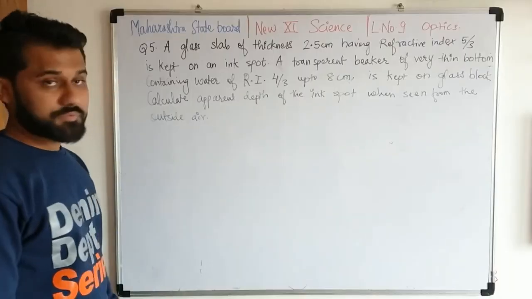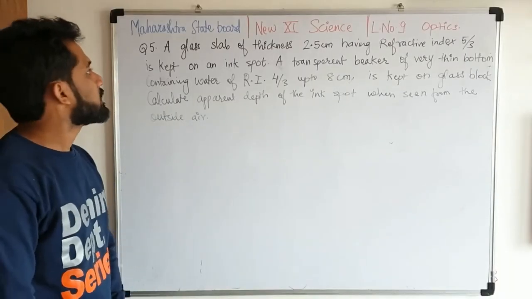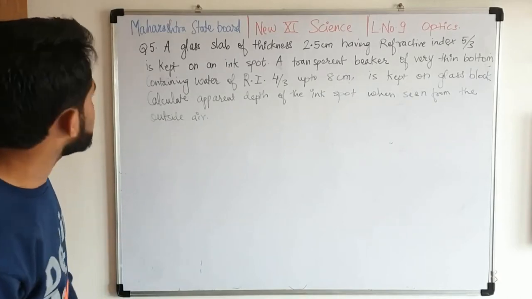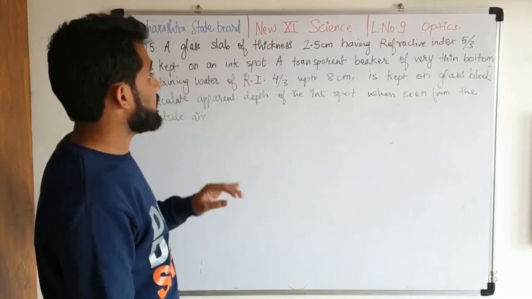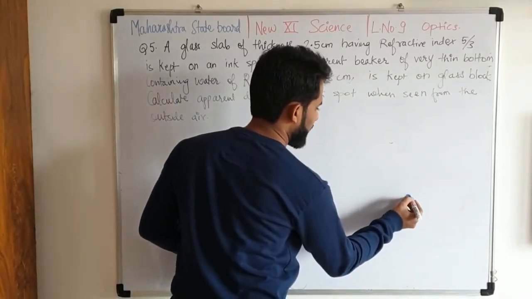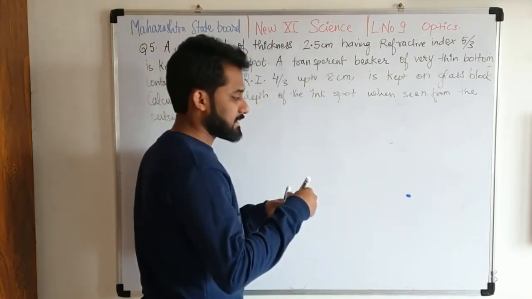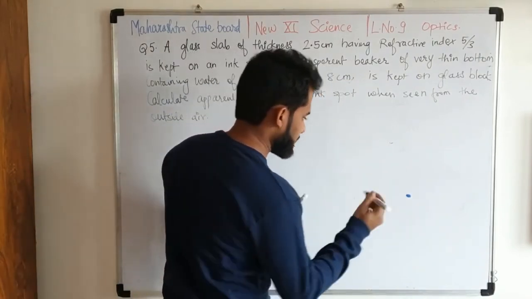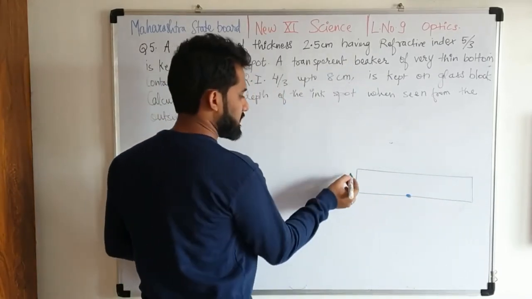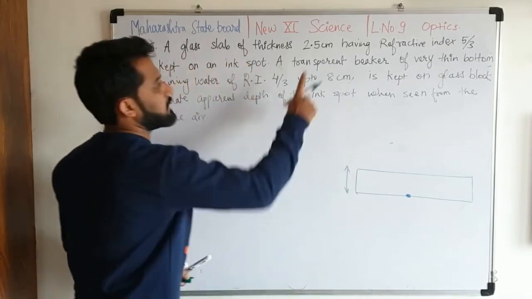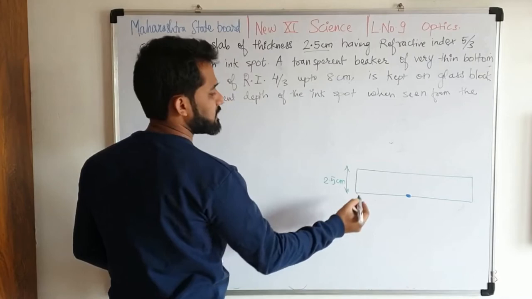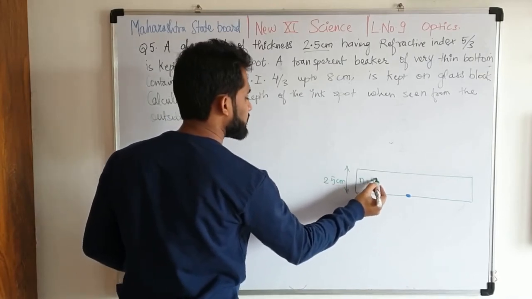Next question is the fifth one. A glass slab of thickness 2.5 centimeters having refractive index 5/3 is kept on an ink spot. So this is the ink spot, and on this ink spot a glass slab is placed. Now the thickness of this glass slab is given, 2.5 centimeters, and the refractive index is also given. Refractive index is 5/3.